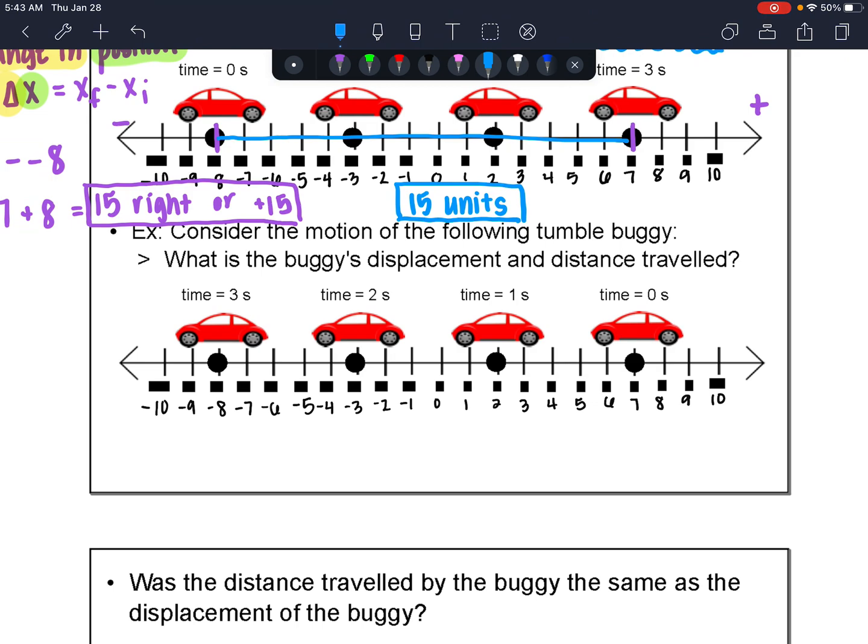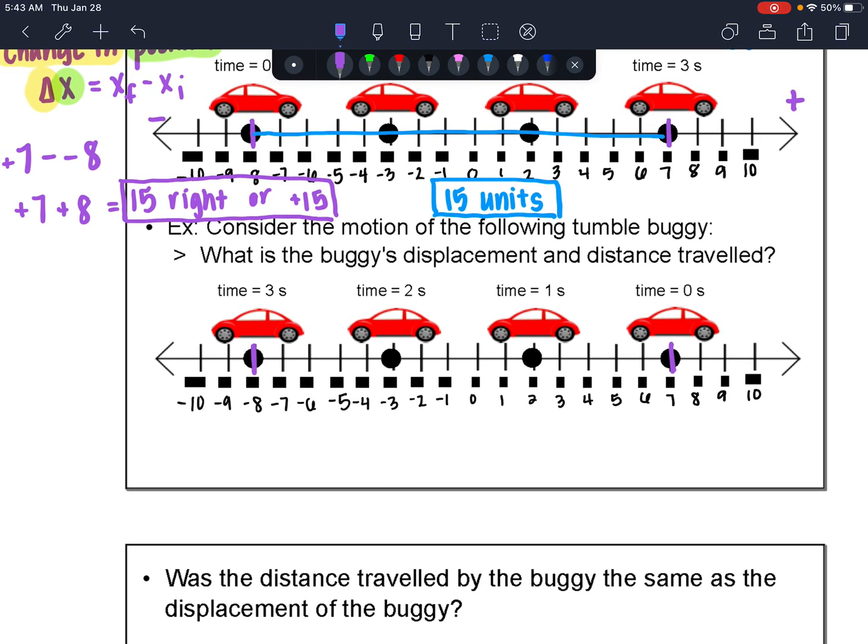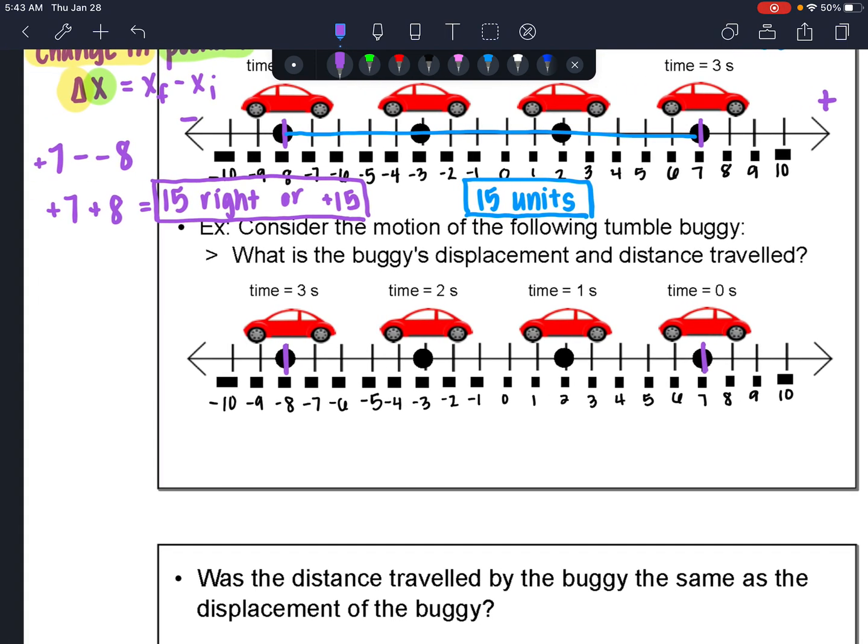Let's do one last example. Consider the motion of the following tumble buggy. What is its displacement and distance traveled? So I can see now that my tumble buggy is going the opposite direction. This is going to affect my displacement. So my starting position is now over here at 7, and my ending position is on the left at -8.